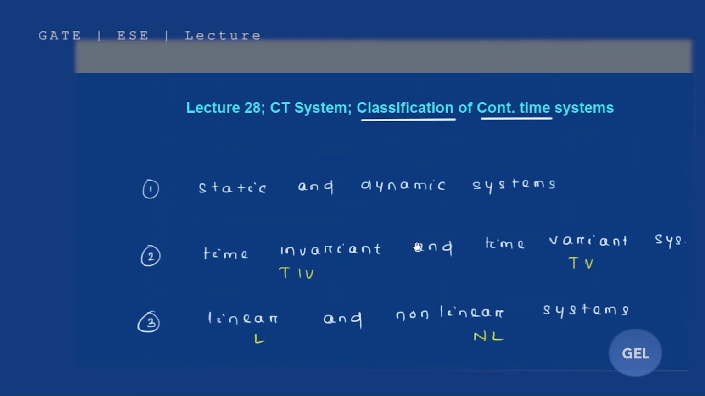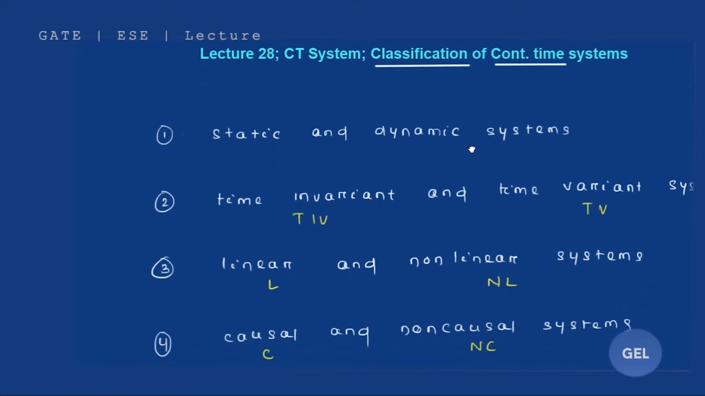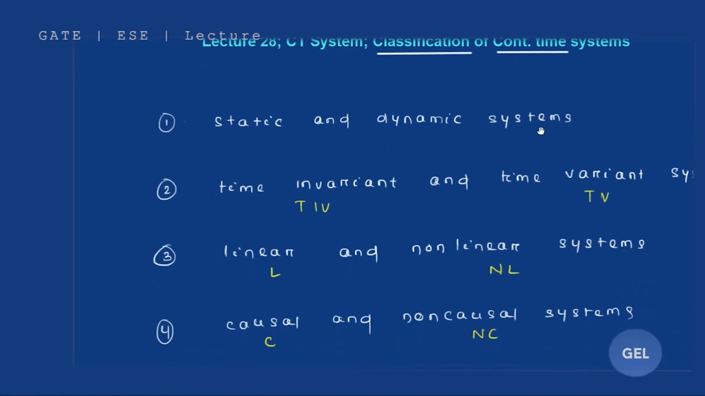And after finishing this classification in the continuous time domain, we will again get into the discrete time domain, and we are going to analyze static and dynamic for discrete, time invariant for discrete, linear and non-linear for discrete, and so on. Okay, now let's start with the static and dynamic system.